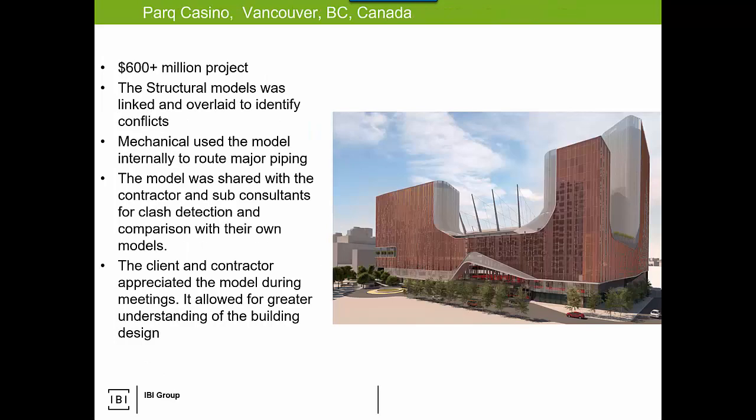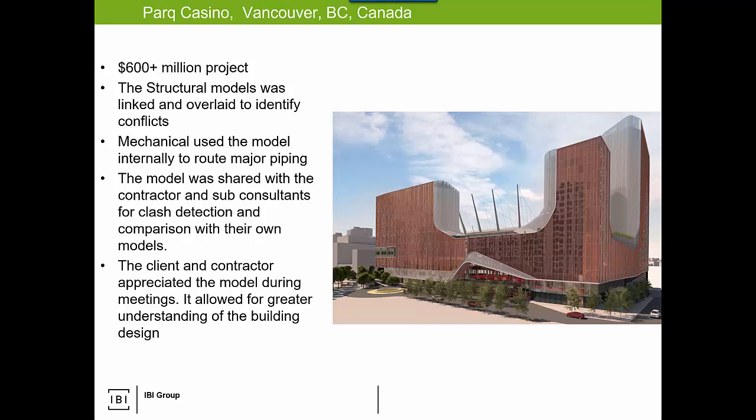Similar here, this is Park Casino. This was actually part of the Canada BIM Council tour back in January. There was linkage between structural and architecture to identify the quantities, your typical things. Mechanical did full routing of their systems through the model. So we did have multiple discipline coordination via multiple entities. Therefore, there was a burden placed on ensuring model accuracy, sharing of the model.